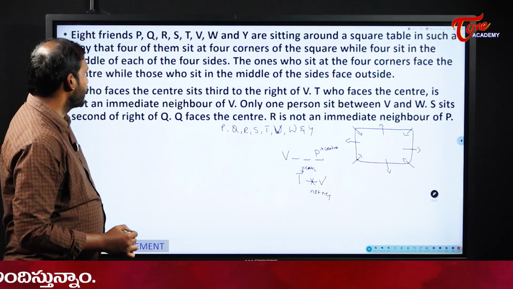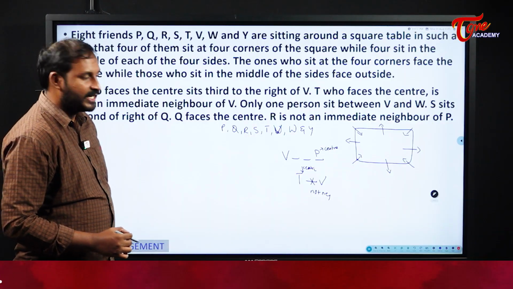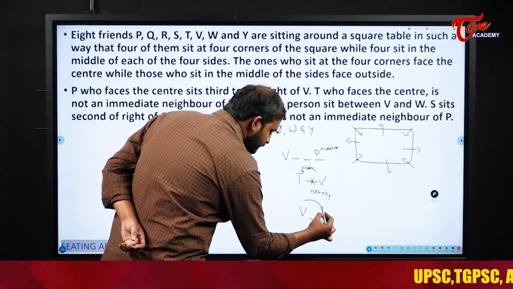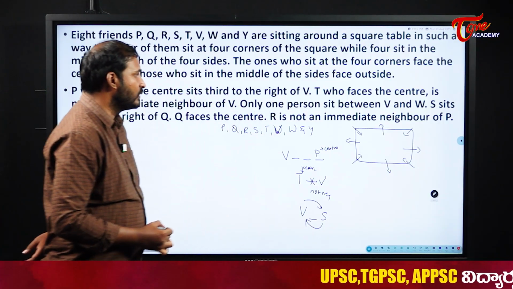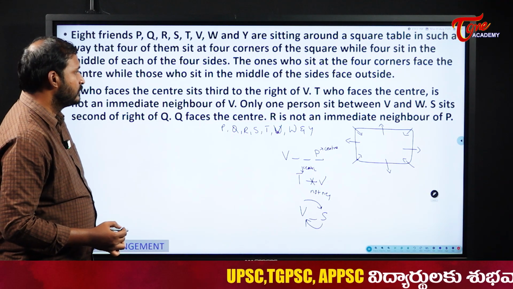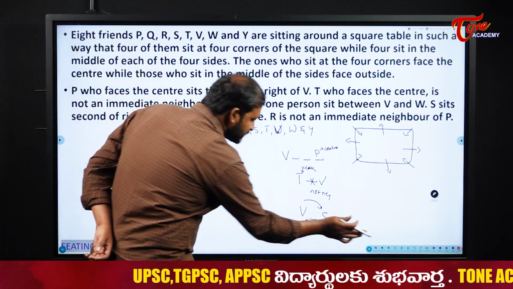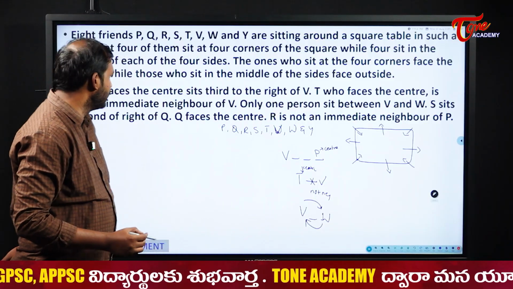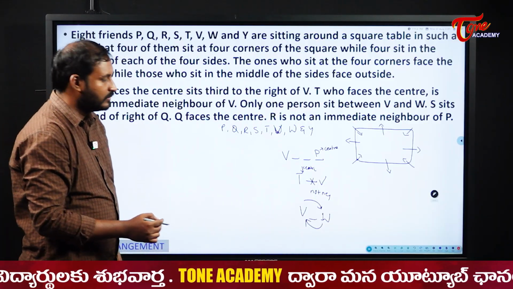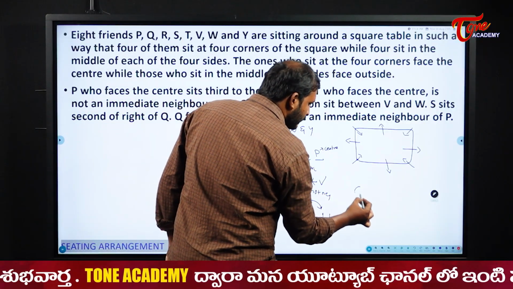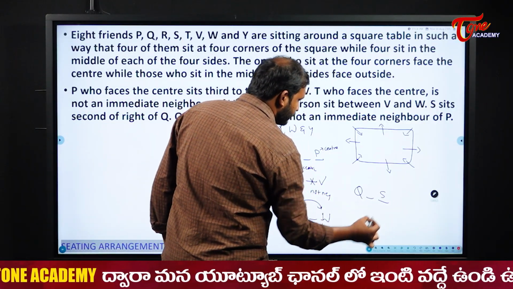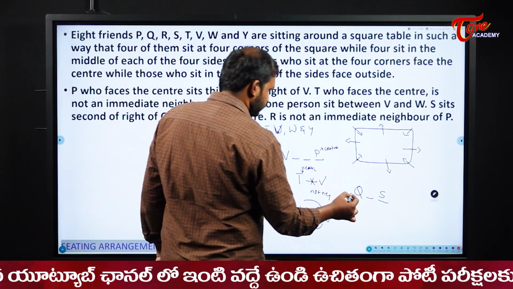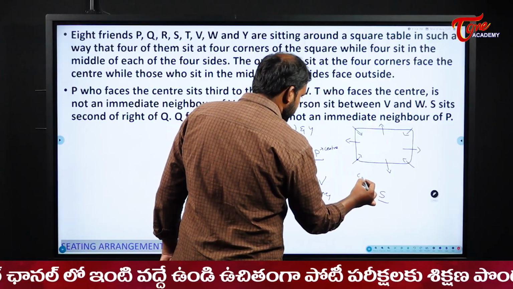Only one person sits between V and S. Only one person sits between V and W. S sits second to right of Q. Q faces the center.